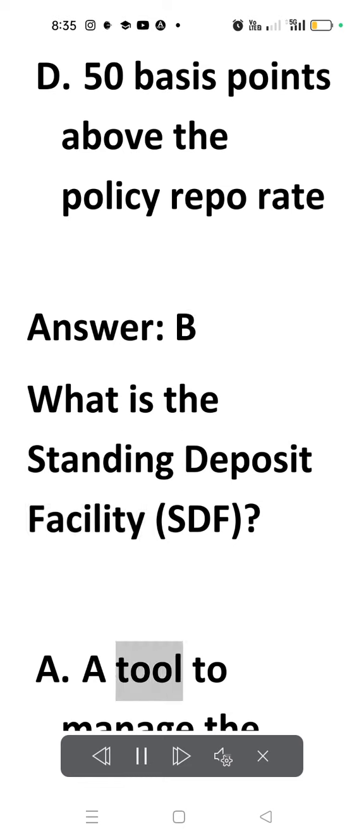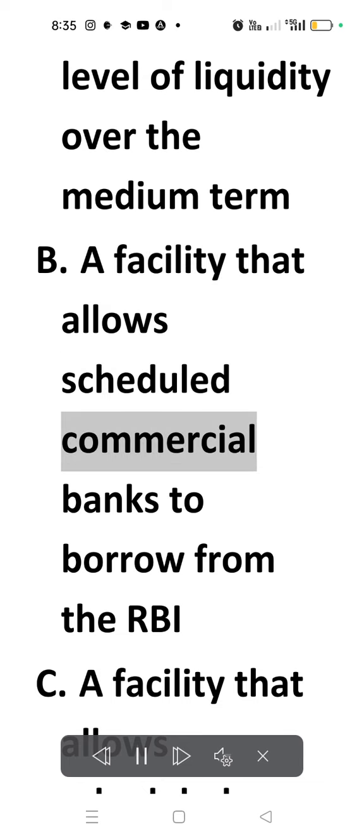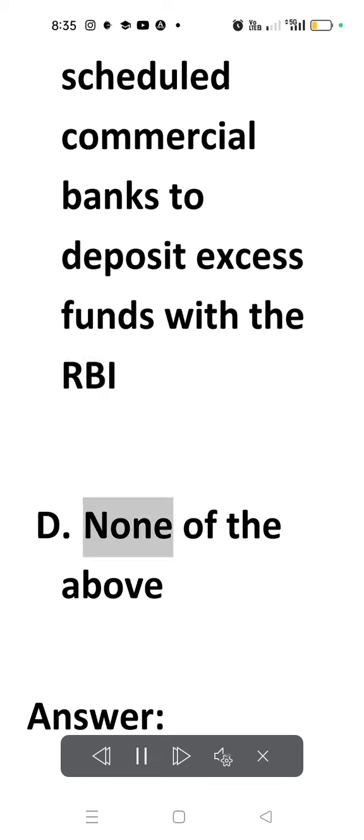A. A tool to manage the level of liquidity over the medium term. B. A facility that allows scheduled commercial banks to borrow from the RBI. C. A facility that allows scheduled commercial banks to deposit excess funds with the RBI. D. None of the above. Answer: C. What is the purpose of the Market Stabilization Scheme, MSS?